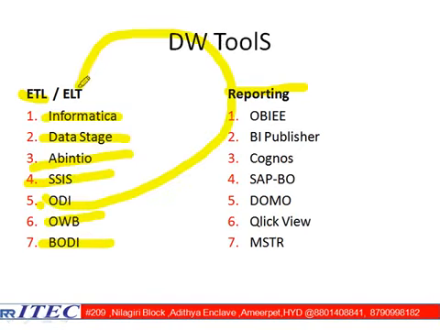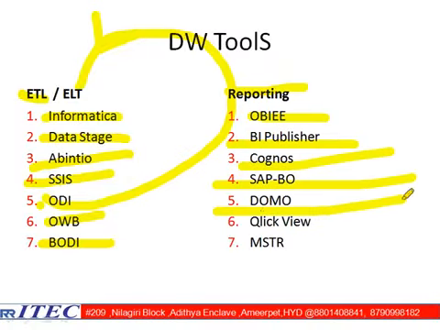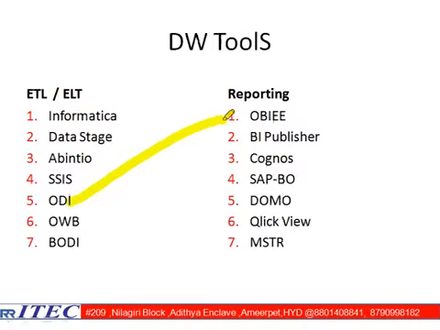This ODI is what, sir? It is an ELT tool. Why it is ELT we will come to understand after some time. Now your reporting tools are OBI, BI Publisher, Cognos, all these are reporting tools whatever is available. Okay, the best combination is ODI plus OBIEE, and Informatica plus what, sir? OBIEE is the best combination in the market that is running now. You got my point? Right.